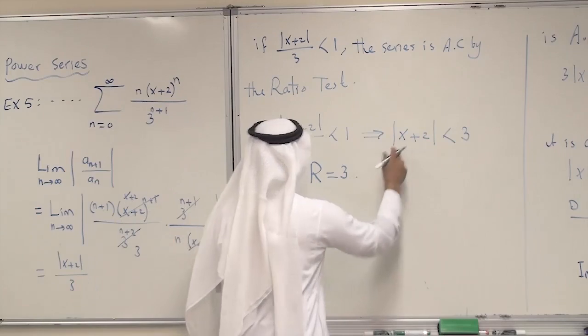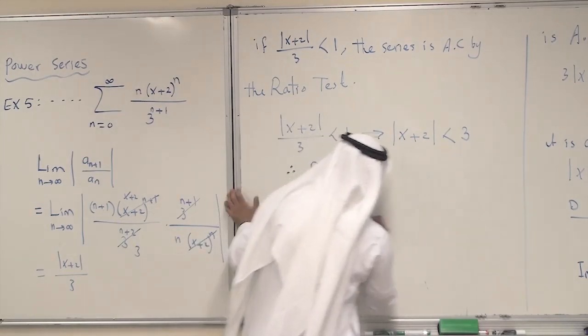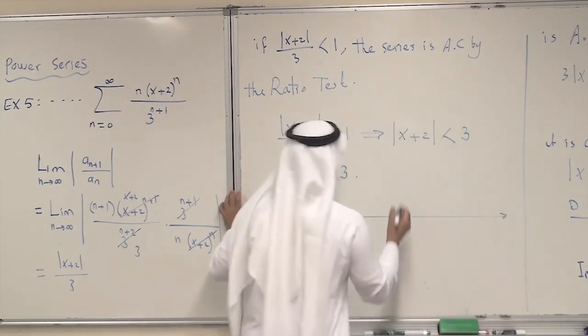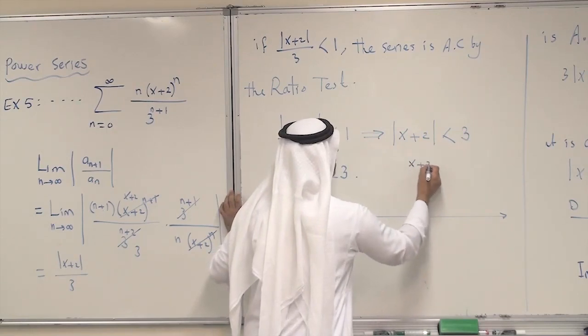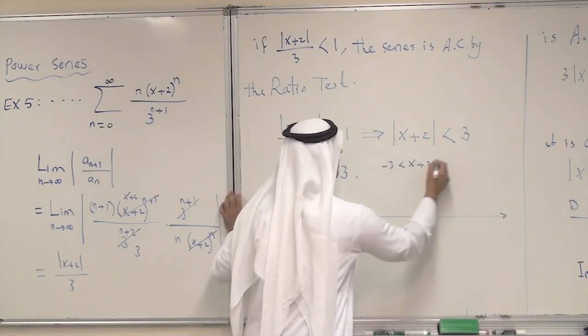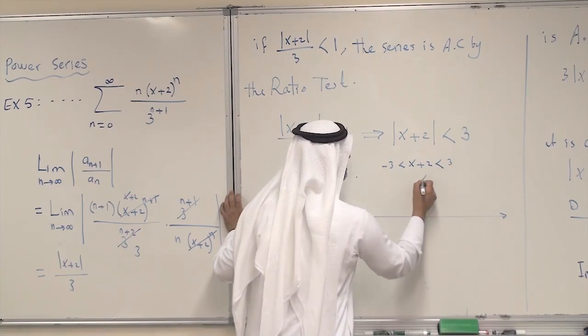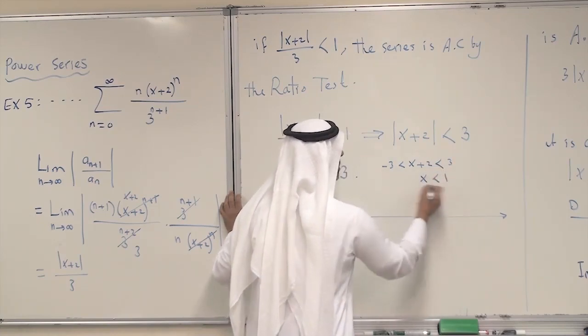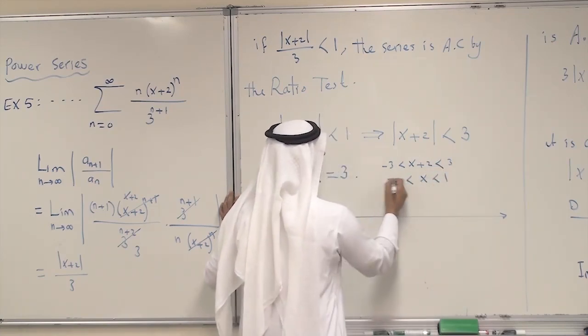Solving this inequality, we got the following solution. Okay, x plus 2 is bounded between -3 and 3. Adding -2, so this will be -3 minus 2 is -5, and here we have 1.